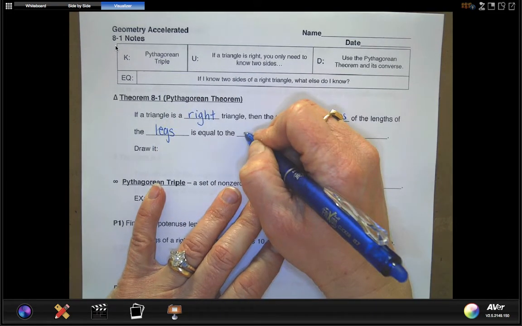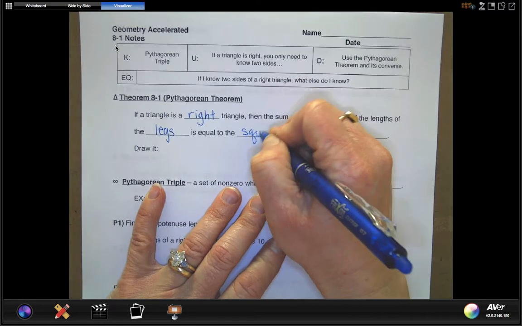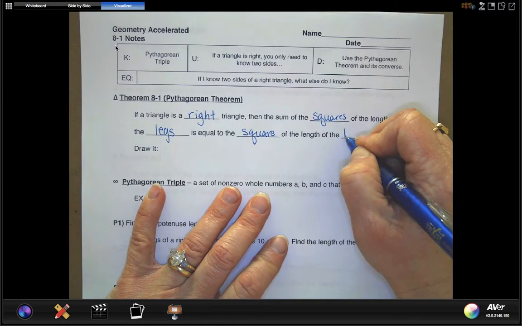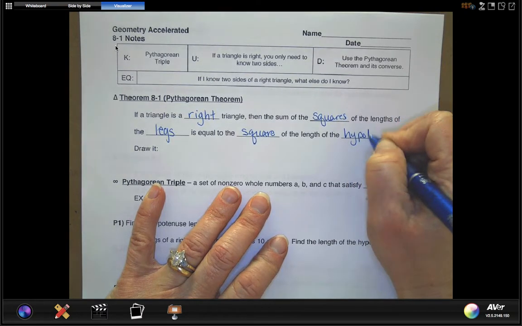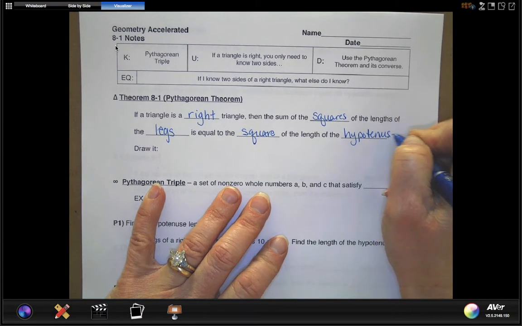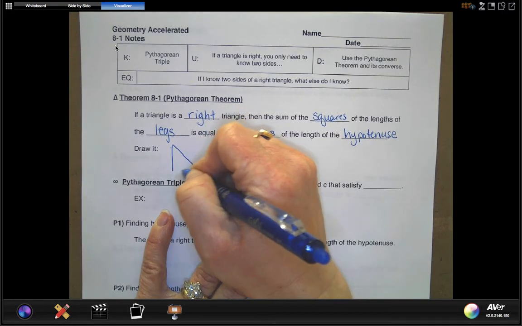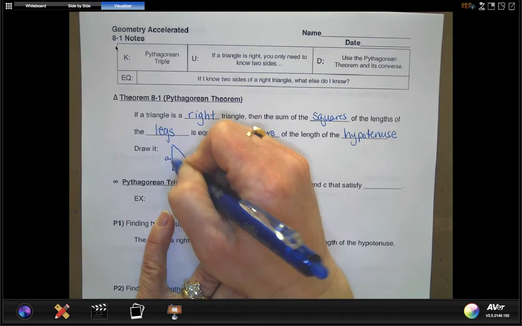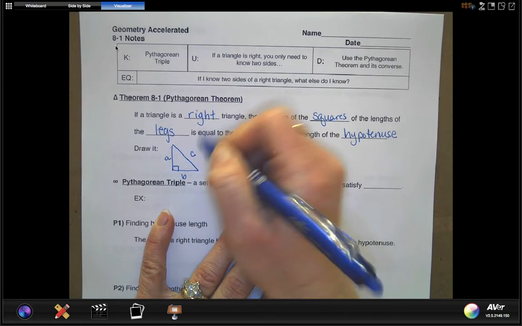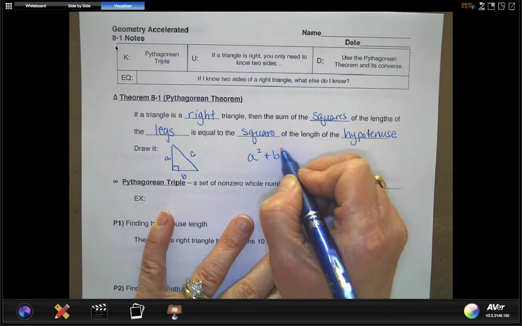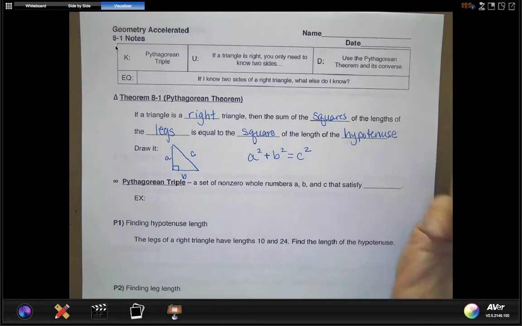is equal to the square of the length of the hypotenuse. So if I have A, B, and C, so A squared plus B squared equals C squared, okay?